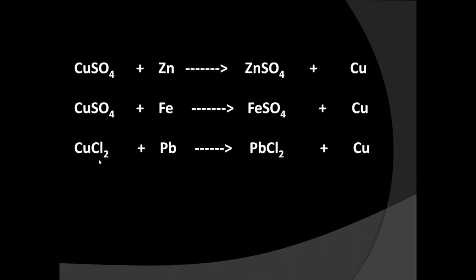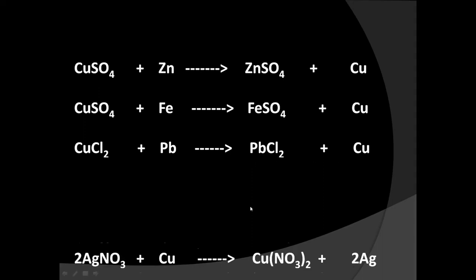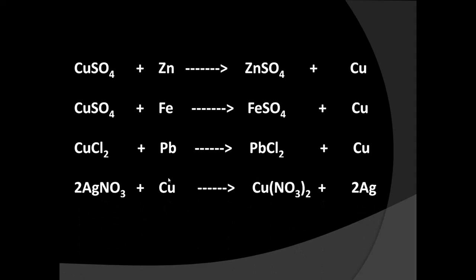Then copper chloride and lead. These are the two reactants. Lead displaces copper and it forms lead chloride and copper. Silver nitrate and copper. Copper is more reactive than silver, so copper can displace silver from its place and it forms copper nitrate and silver. Cupric nitrate and silver.